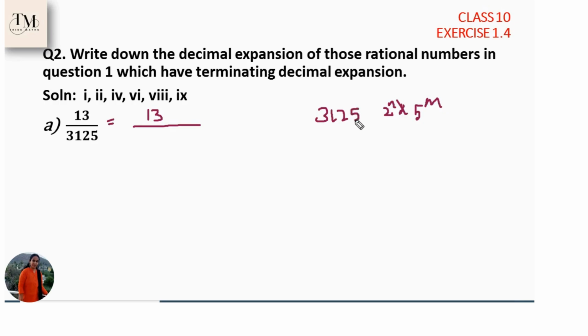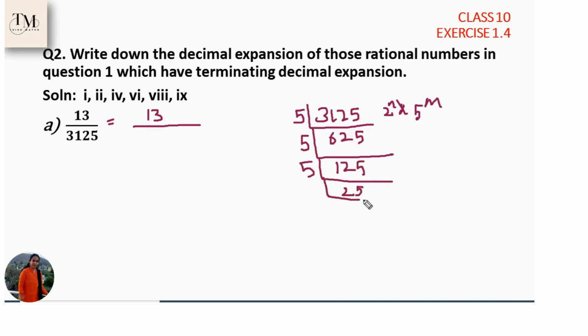3125. As it ends with 5, I take the prime number 5. 5 times 6 is 30, balance 1; 5 times 2 is 10, balance 2, 5. So 625. Again I take 5: 5 times 1 is 5, 5 times 2 is 10, balance 2, 5. Then 5 5s are 25. So 5 is repeated 5 times, and I can write it as 5 to the power 5.